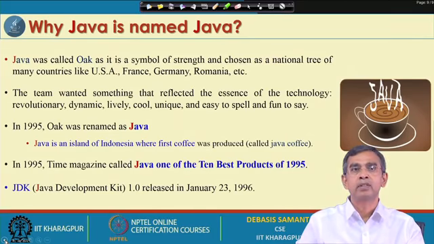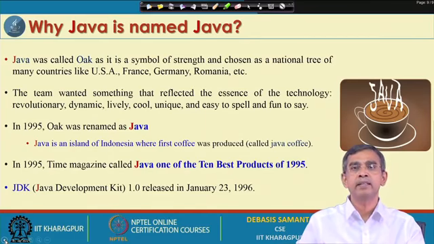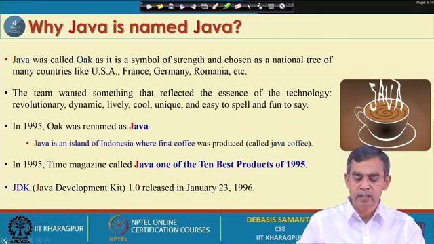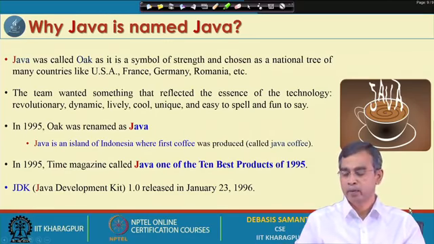And then, with this popularity and maturity, in 1996 Sun Microsystems for the first time introduced a full set of programming environment. They called it JDK, Java Development Kit. It was released on January 23, 1996. So, this gives you a brief history of Java and why the name of the programming language is Java.